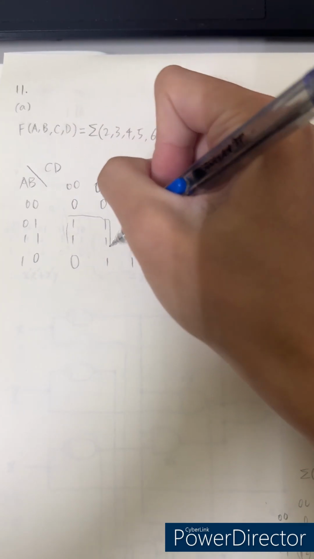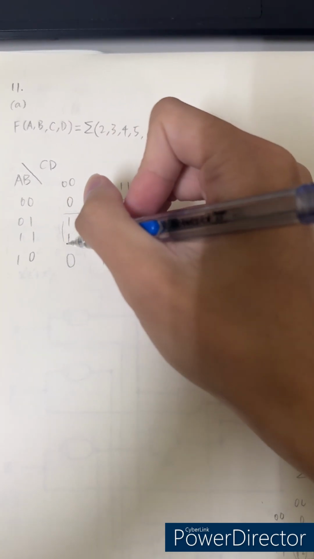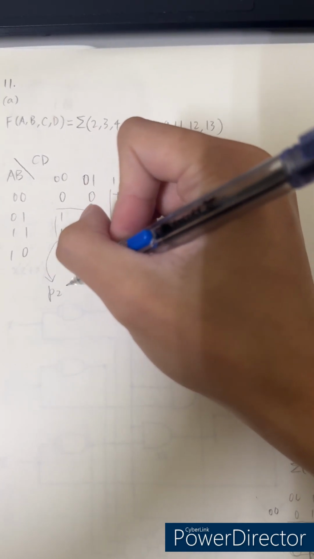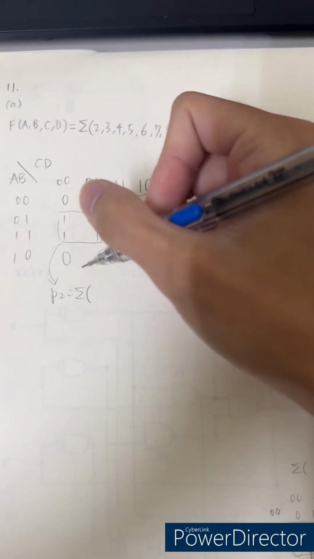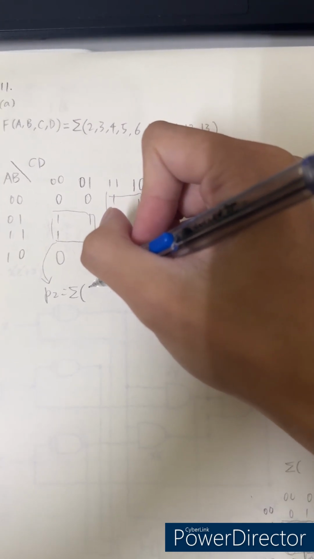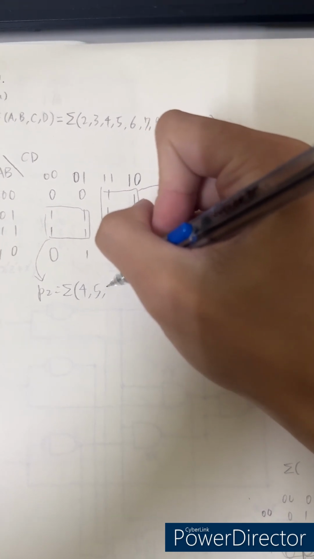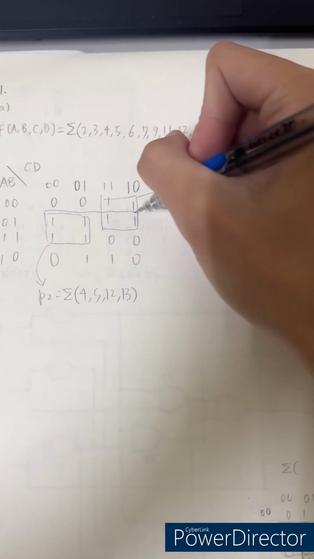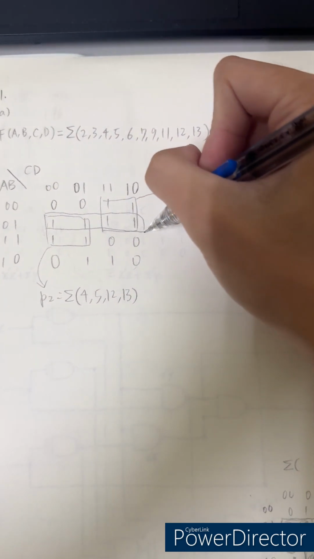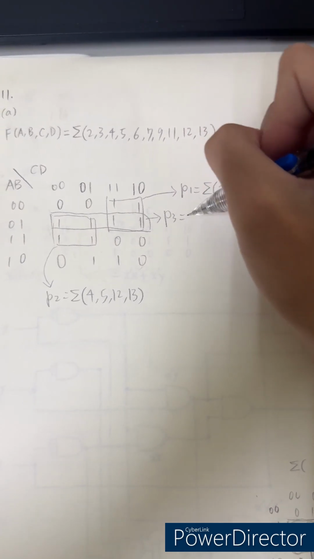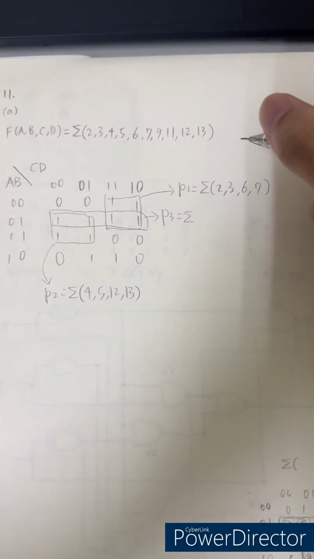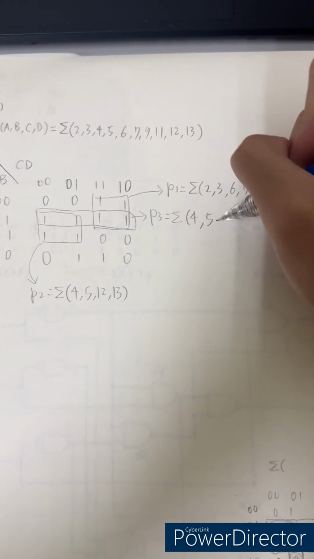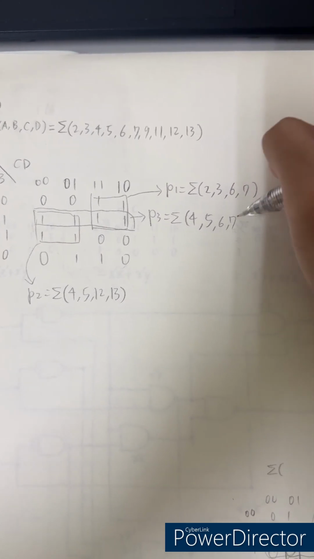Here is also one prime implicant, and it's P2. And it's minterms 4, 5, 12, and 13. Here is also one, P3. And it's 4, 5, 6, and 7.